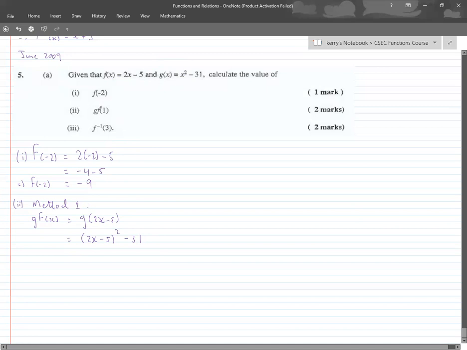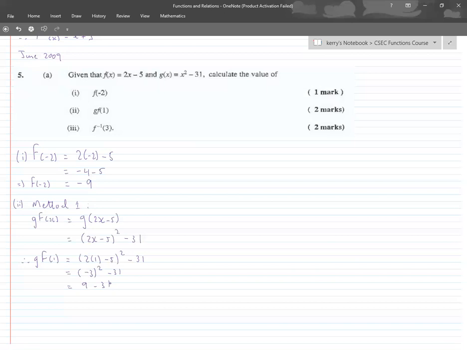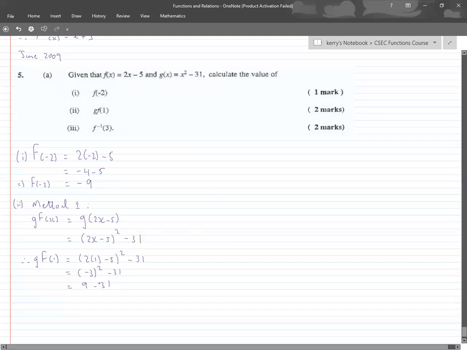Now that's g of f of x. So they ask us to find g of f of 1. g of f of 1 is equal to 2 into 1 minus 5, squared, minus 31, which will give us 2 minus 5 is negative 3, squared, minus 31, which will give us 9 minus 31. That wasn't so bad there. If you work this out here, we're supposed to get back the same answer if we do the second method. So 9 minus 31 is negative 22.